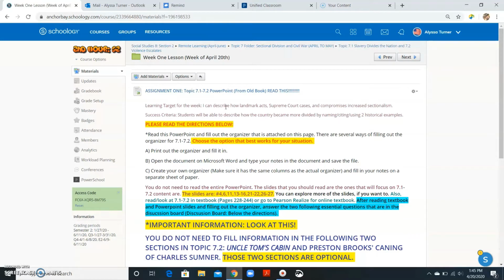And here's the assignment for week 1. I put everything on here below. So I have the learning target for the week. You're going to be able to describe how landmark acts, Supreme Court cases, and compromises increased sectionalism, or division, between the North and the South leading up to the Civil War. The success criteria is you'll be able to describe how the country became more divided by naming and citing 2 historical examples, like your textbook, PowerPoint, or any articles that you find, okay?